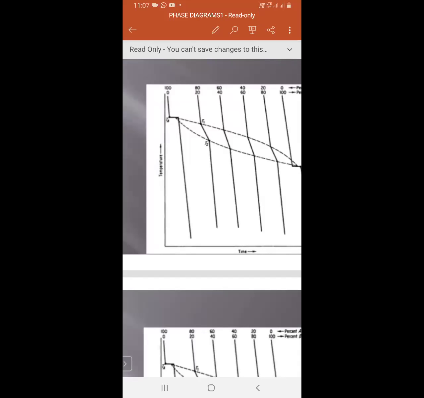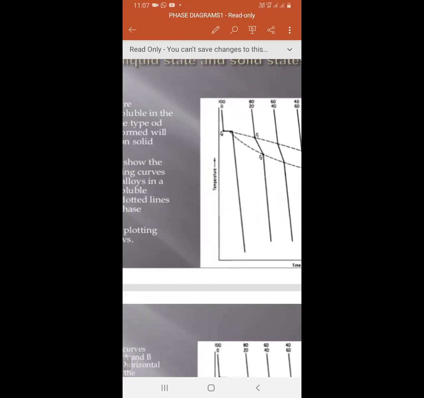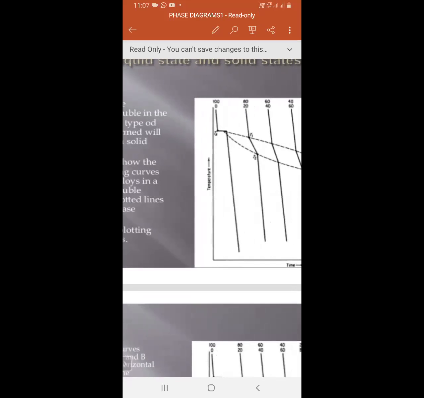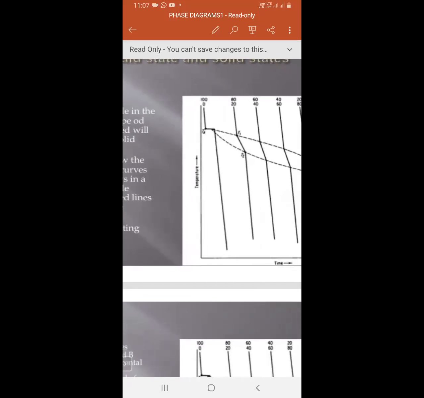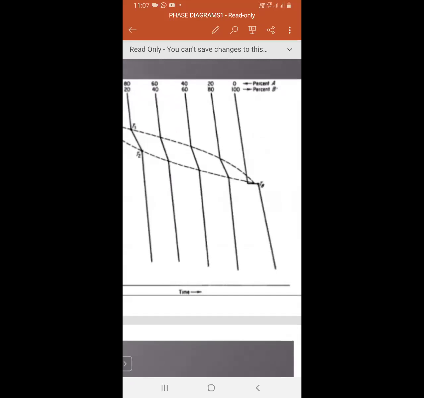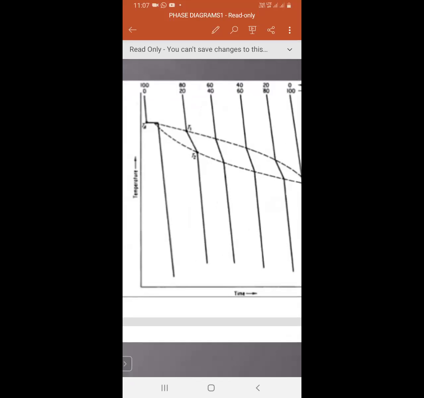Mixing of different materials, sir. All of you understand one point, please. At the starting end, 100 and 0 means metal A is the pure metal, and at this end B is pure. Between A and B, the remaining cooling curves are the alloys. That is the composition: A is 80, B is 20. A is 60, B is 40. Like this.